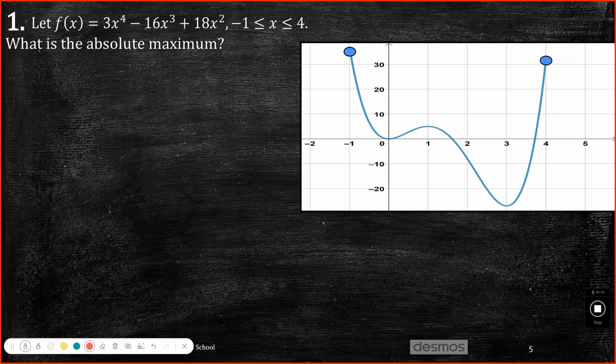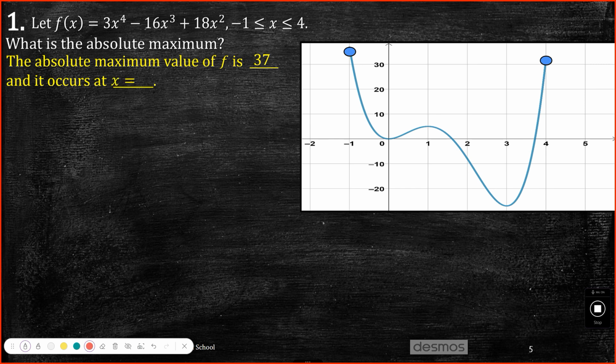What did you guys get? What is it? What's that for -1? 37. It is 37? So the absolute maximum value of f is 37, and it occurs at x equal what? X equal -1.